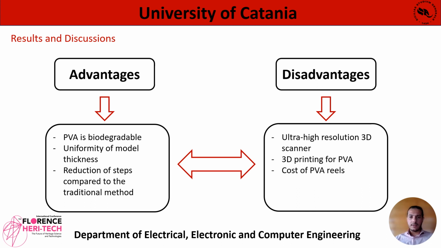On the other hand, in order to have an excellent quality of the model to be reproduced, it's necessary to use 3D scanners with very high resolution, entailing a higher economic expense. In addition, it's necessary to have 3D printers that can print models made entirely of PVA. Another economic disadvantage is in the purchase of the reels of the latter, since it's not very low cost.